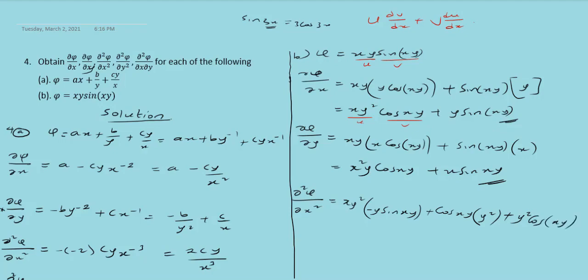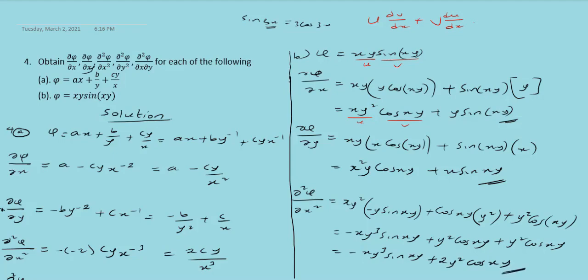So that at the end of the day, this will be equal to minus x y cube sine xy. Then this one will become plus y square cos xy plus another y square cos xy. So this will give me minus x y cube sine xy. Y square cos xy plus y square cos xy. This will give me 2y square cos xy. And that's the answer to that question.